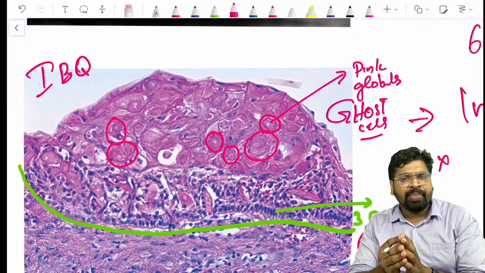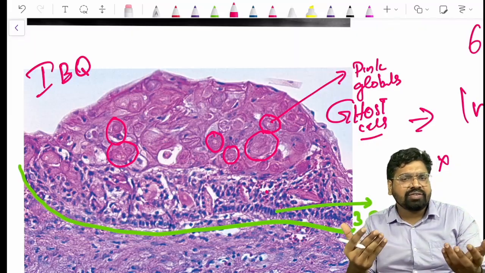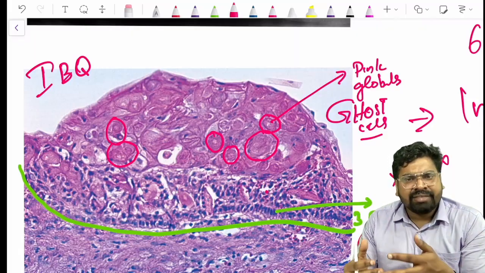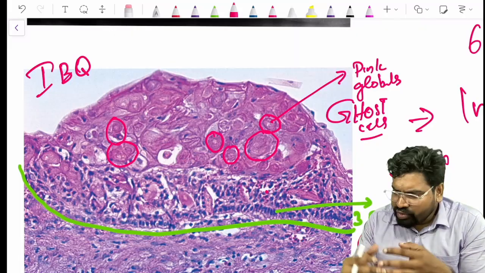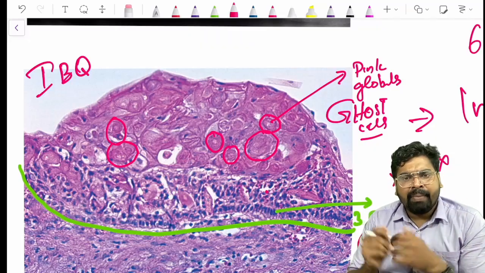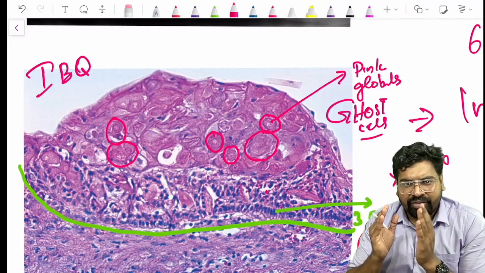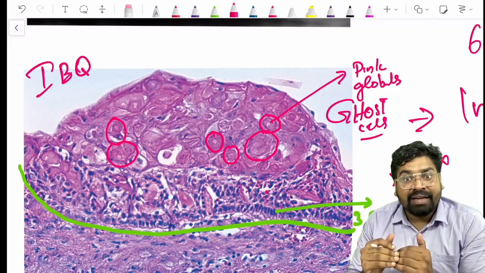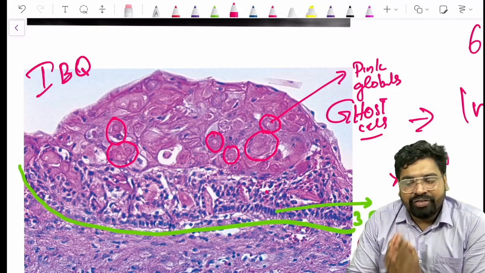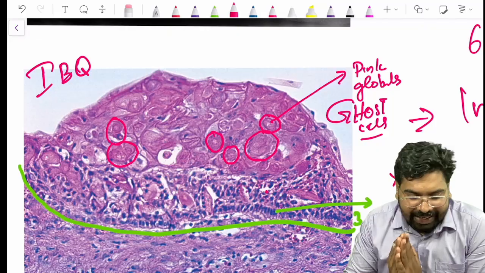There are so many theories about these ghost cells. Some say that this is enamel protein, some say that it is keratin, some say that this is dystrophic calcification. So many theories are behind this ghost cell. Why are these ghost cells coming? But the important thing you should know is there is presence of ghost cells, there is an ameloblast-like lining, and there are ghost cells. So this is the histology of COC. I hope this is clear.